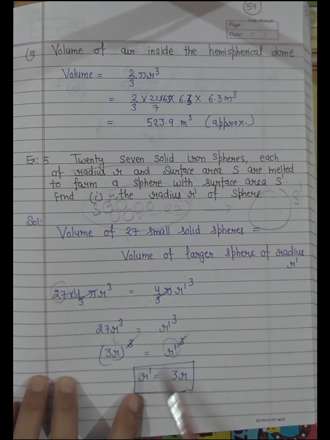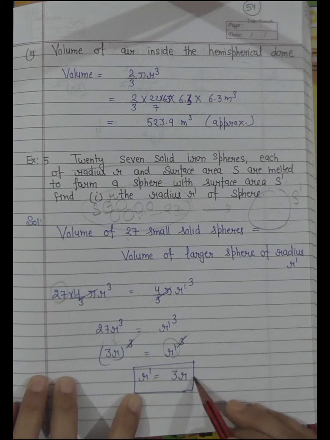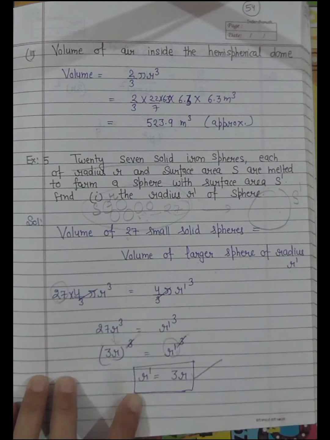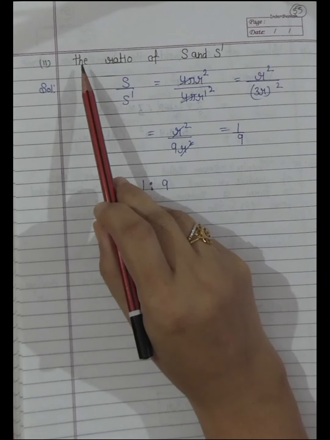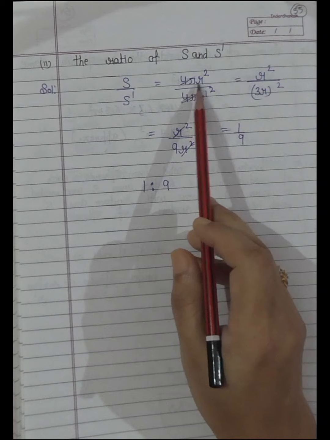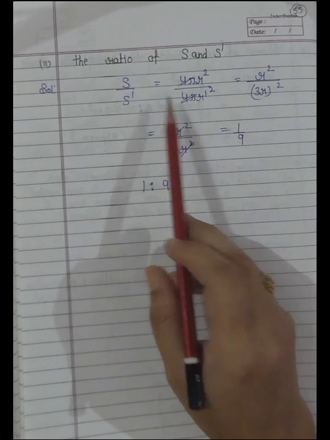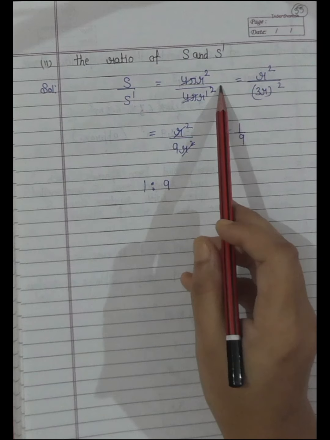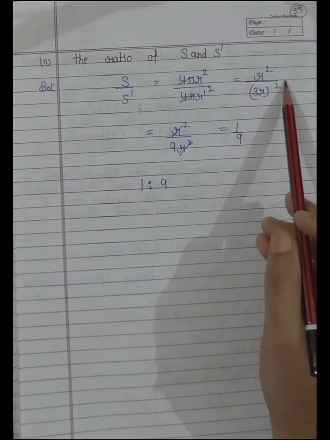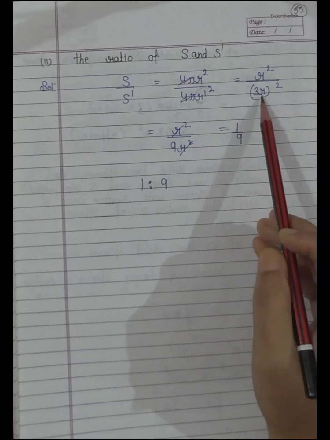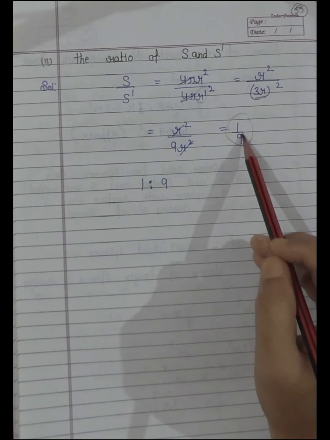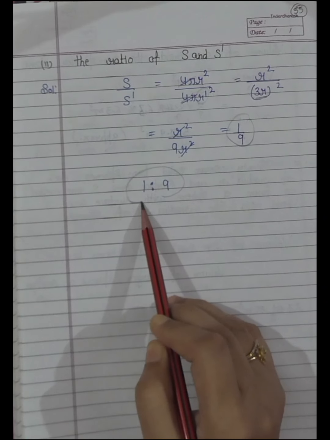It means the radius of the bigger sphere will be equal to 3 times the radius of the smaller spheres. In the next part, we have to find the ratio of S and S dash. S is 4 pi r square. S dash is 4 pi r dash square. So it will be r square by in bracket 3r square because the value of r dash is 3r. By putting the value, I am getting 1 by 9. So the ratio is 1:9.